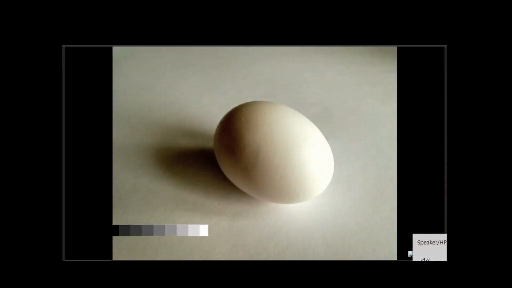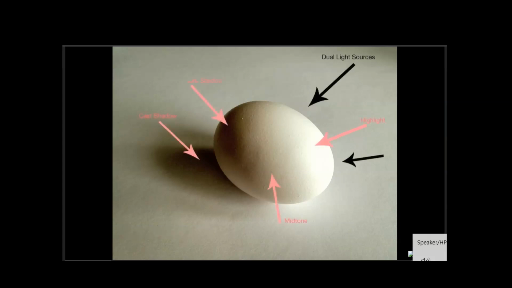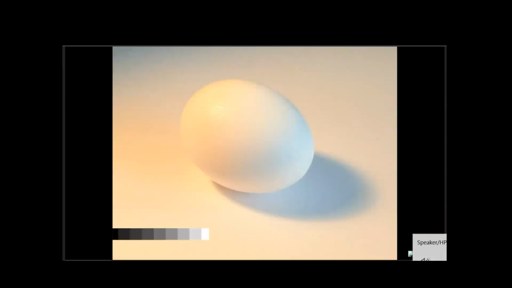Here's that same egg, this time with 2 light sources coming from the same side. Notice what happens to the cast shadow, the core shadows, and the highlights. We still see the highlight, we still see a midtone, we still see a core shadow. But notice the cast shadow actually has 2 overlapping shadows. This is created because we have a dual light source.